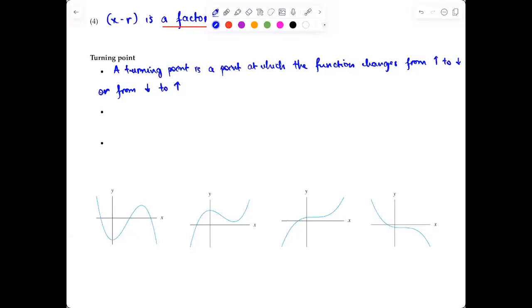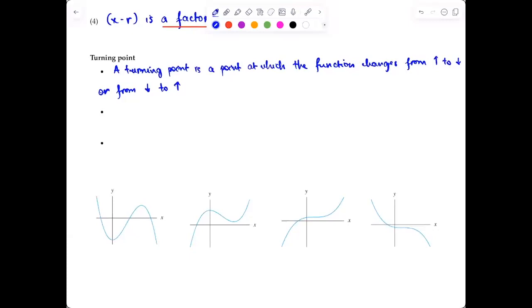The most turning points that we can have for a quadratic function is how many? Quadratic function, we learned that yesterday. A quadratic function is a parabola. How many turning points do we have for a quadratic function? 1. So it depends on the degree of the polynomial function. The most turning points that we can have for a polynomial function of degree n is n minus 1. You're okay with that? Okay.